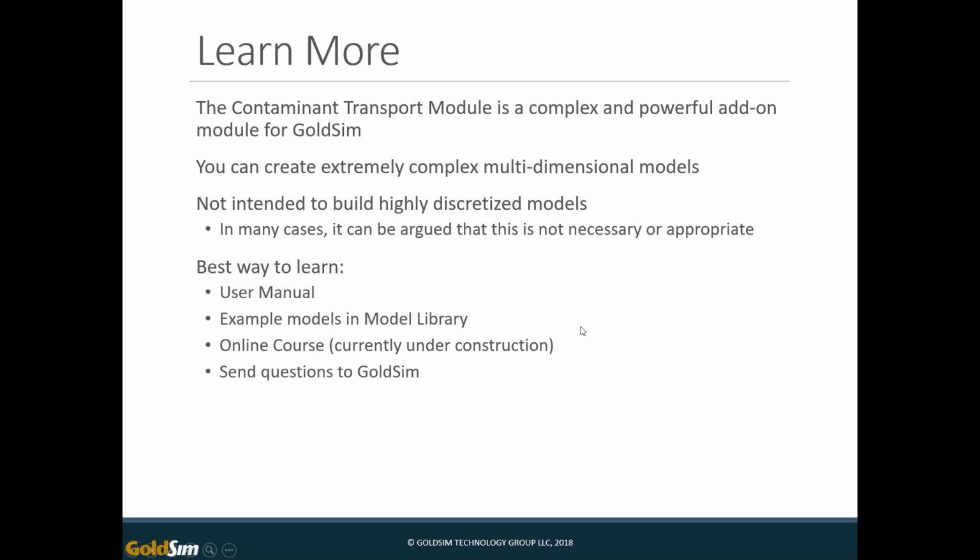I don't know if those of you have seen our existing online course. Our existing online course just talks about basic GoldSim in great detail. I am now working on an online course that describes the use of the contaminant transport module in great detail. That's a work in progress. That's going to take a while for me to finish, but at some point that will be up there too, and that'll be a very nice resource for you to use to dive into GoldSim.